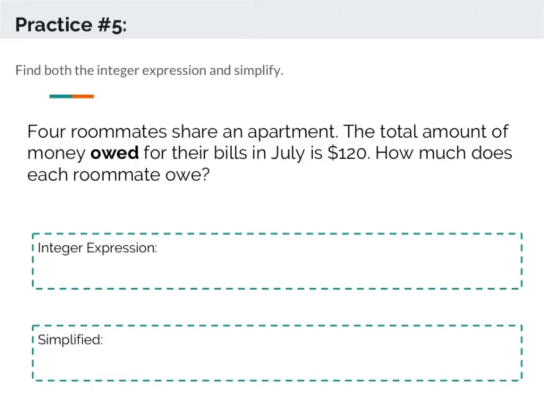So 4 roommates share an apartment. The total amount of money owed for their bills in July is $120. How much does each roommate owe? So now I want you to try this problem on your own. Look for the key information in the problem first before you begin writing your integer expression. I want you to pause the video now, find that key information first, then write your integer expression, then simplify it. Then press play again to see if you are right.